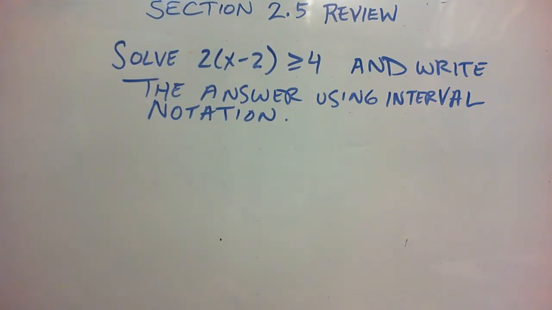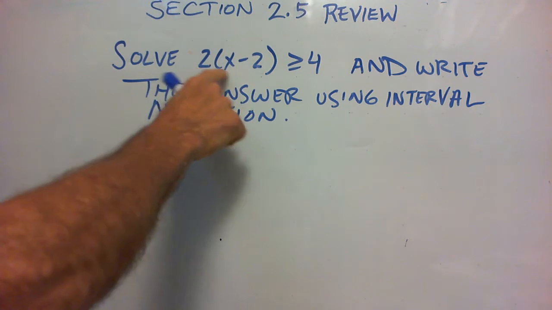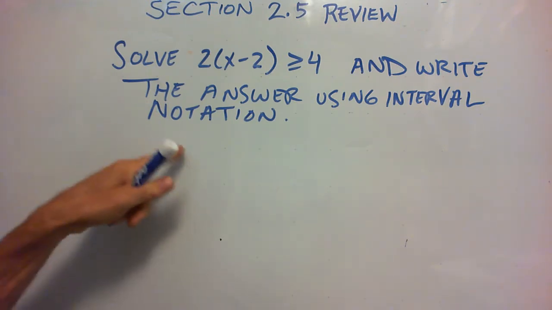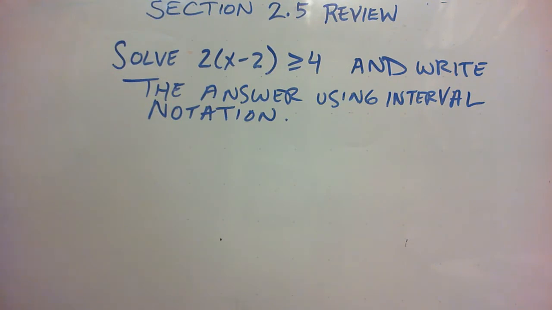Okay, our next problem is another inequality. Solve 2 times the quantity x minus 2 greater than or equal to 4 and write the answer using interval notation. So you're going to solve it like the related equation. Use the distributive property. Get x all alone on one side. So why don't you pause the tape and try solving this. And then once you get the answer, see if you remember how to put this answer in interval notation.